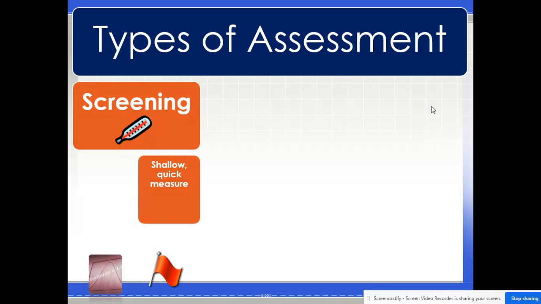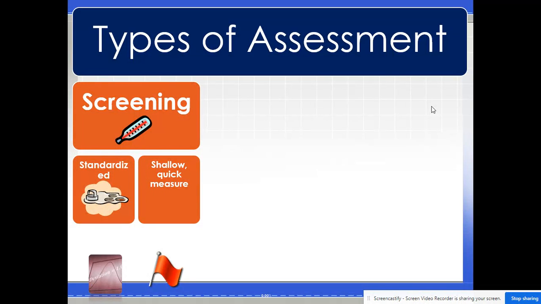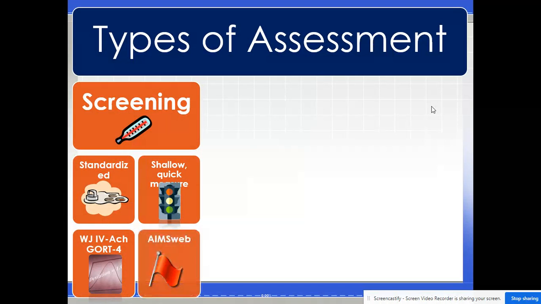We have screening assessments. They're standardized, shallow, quick measures. And these are some examples: AimsWeb, STAR, the Woodcock-Johnson version 4, the GORT 4. Those are screeners.